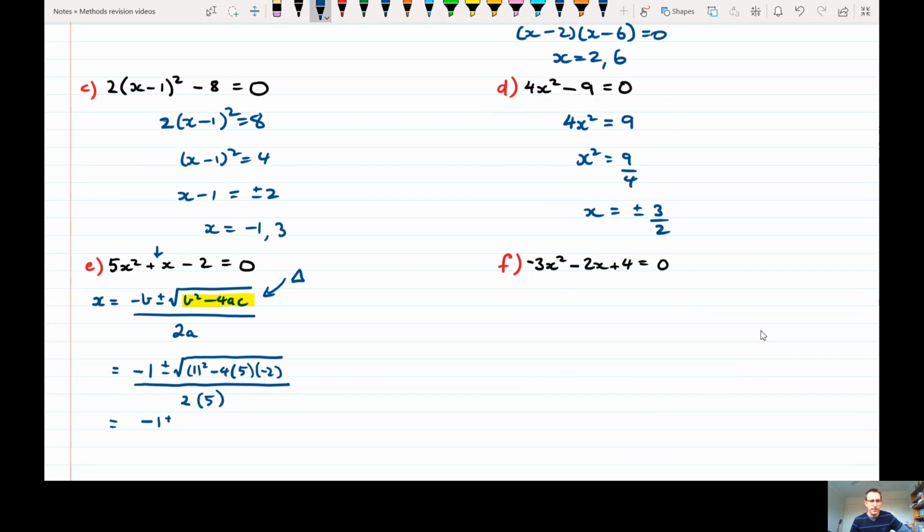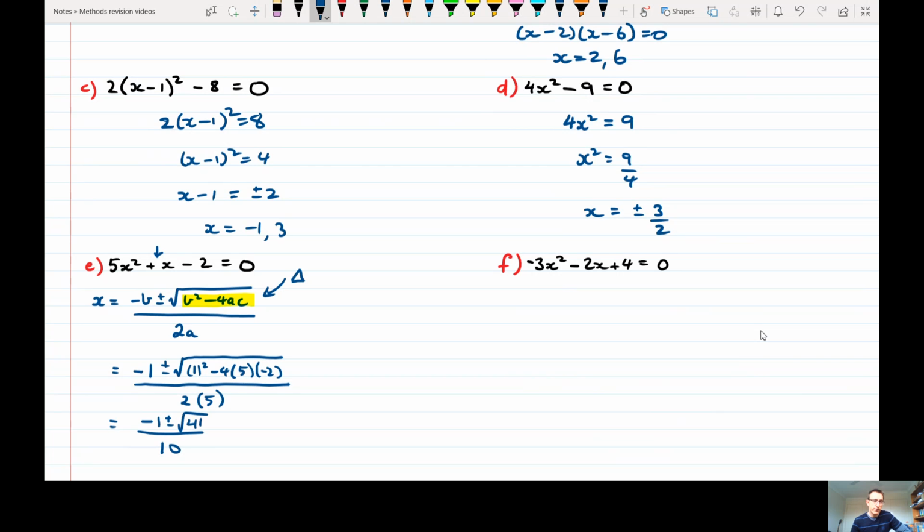And then we simplify. So plus or minus, get 1. 4 times 5 is 20, times 2 is 40. There's 2 negatives multiplying, which makes it positive, and then we add the 1. So we get square root 41 over 2 times 5, which is 10. In this case, I cannot simplify the square root any further. 41 is a prime number, so you can just leave it like that.